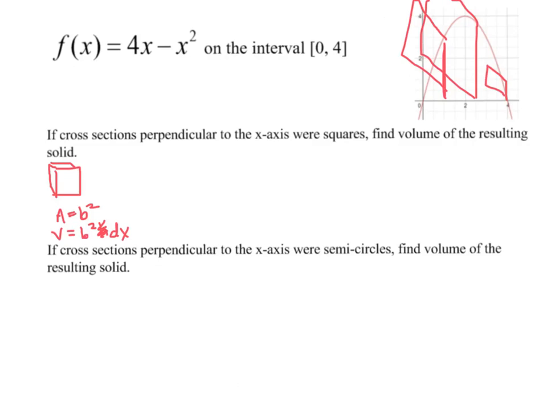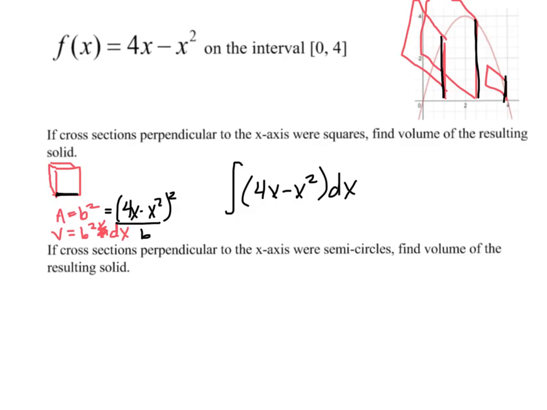So you need to say, well, how do I get the base? Well, the base is simply the value of the function. So the area would be the value of the function squared, because this is your base. So to find the total volume, we simply integrate that area like that.